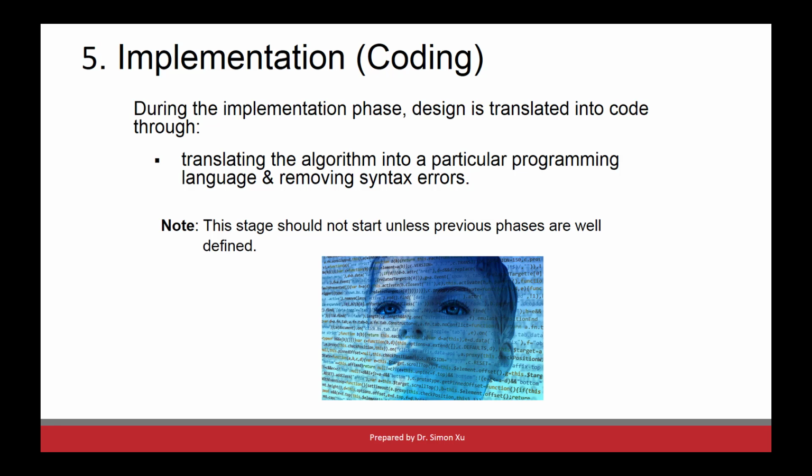Implementation, also called coding, is a relatively small phase in the software development life cycle. During this phase, we try to translate our design or algorithm into code using a certain programming language. We should move to the implementation phase once we have complete, correct design documentation. Nowadays, we have very nice software tools which can help us translate the design into code automatically.